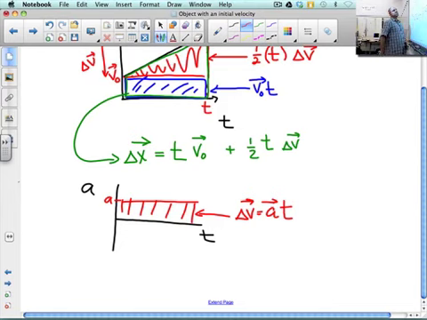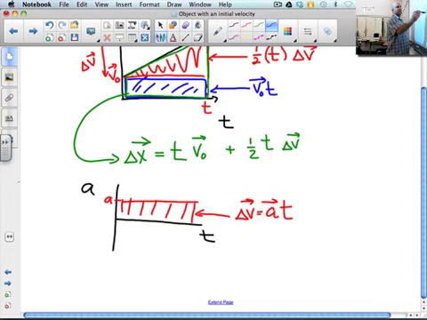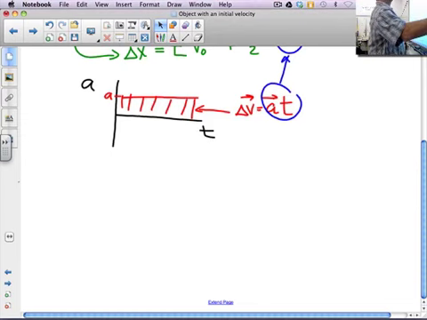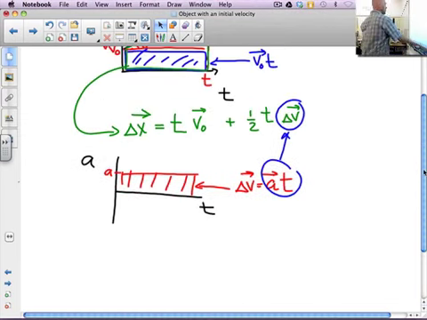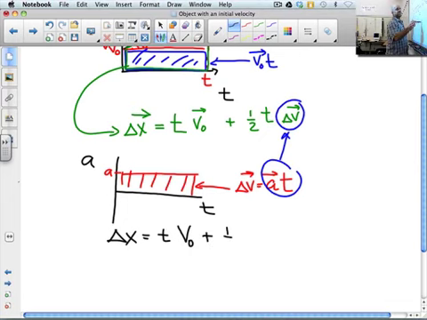Anyway, all I want to do here is plug in a t for delta v, okay, to make this equation a little bit nicer. The full equation then becomes change in position equals t times v naught plus 1/2 t times acceleration times time. So that's what I plugged in there.